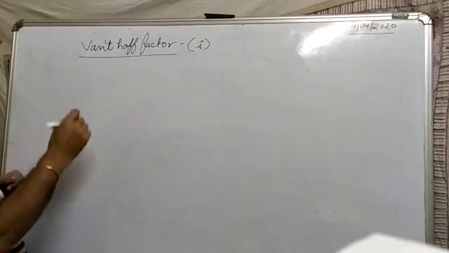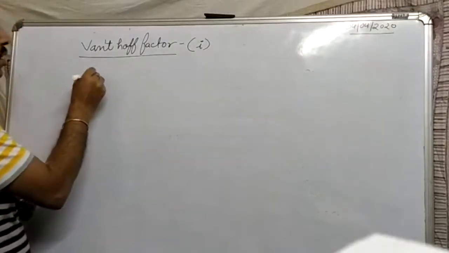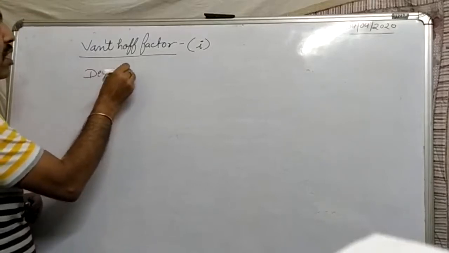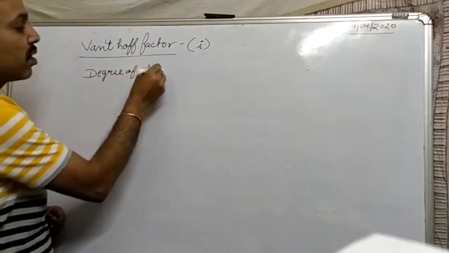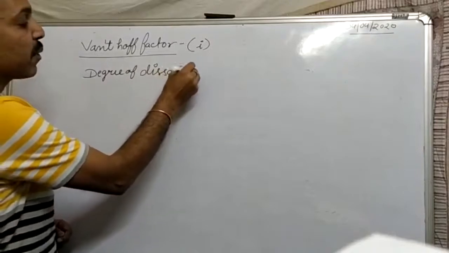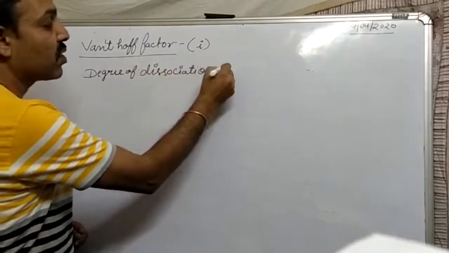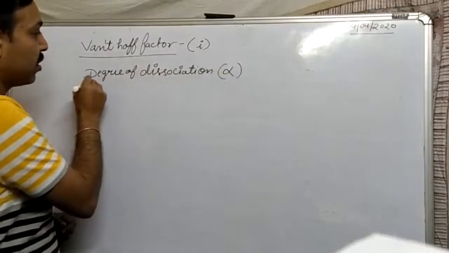Now next one is the degree of dissociation. Degree of dissociation is denoted by alpha.